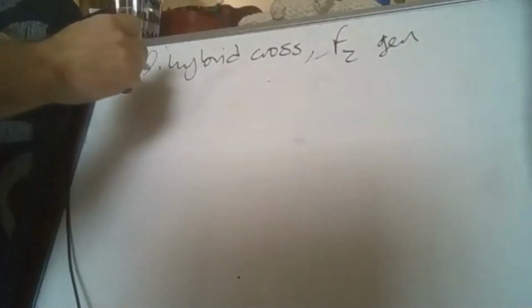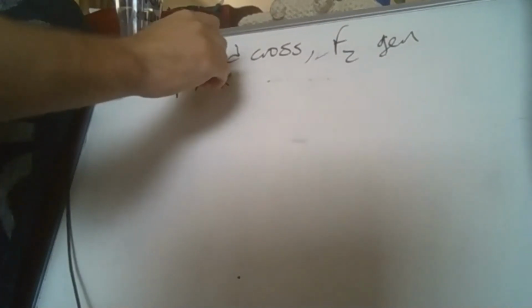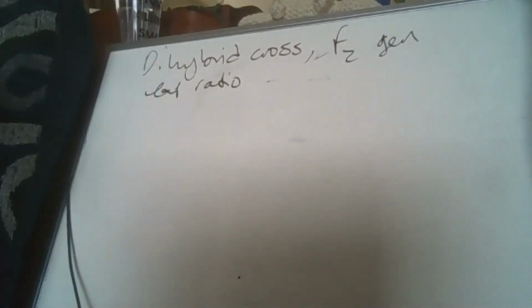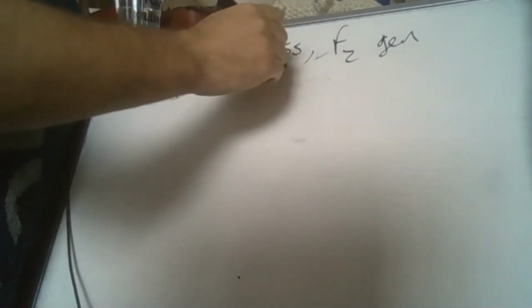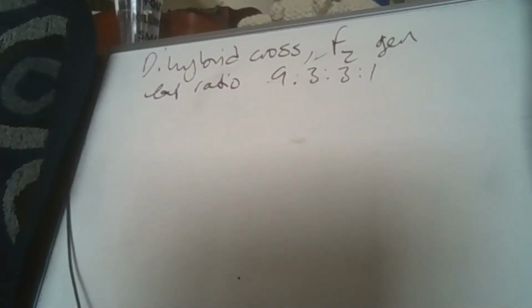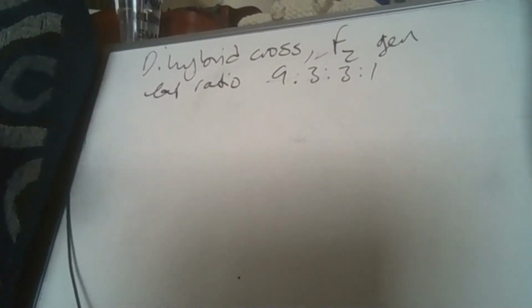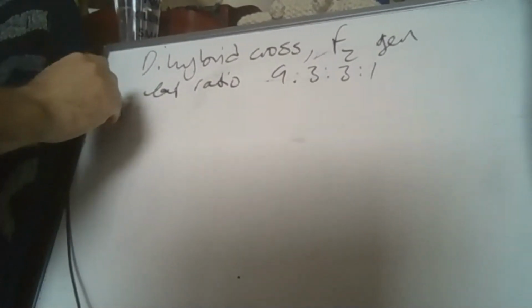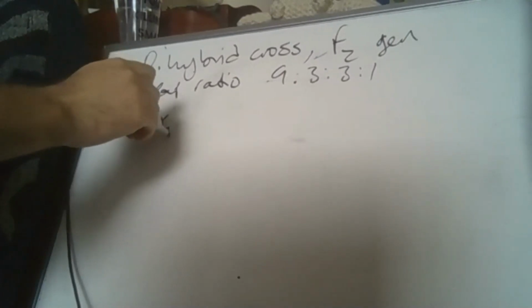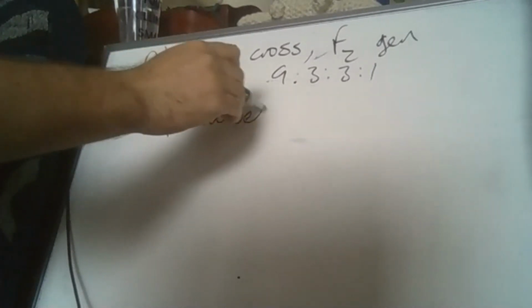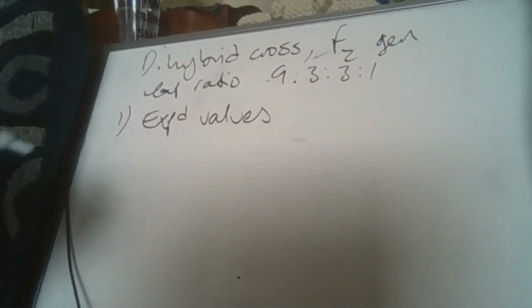Okay, so we have a dihybrid cross, F2 generation, our expected ratio, because we know what an F2 of a dihybrid cross is always: 9 to 3 to 3 to 1 for the 4 different combinations. So our first step is expected values. You have to forgive my shorthand here. It just makes things a little easier.